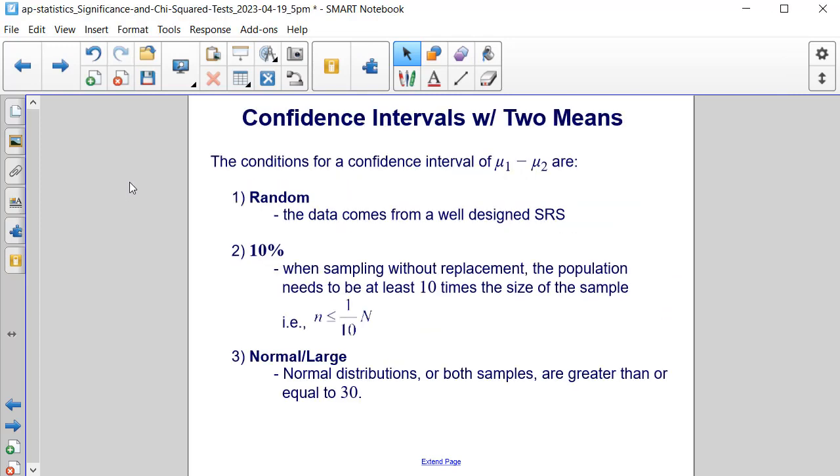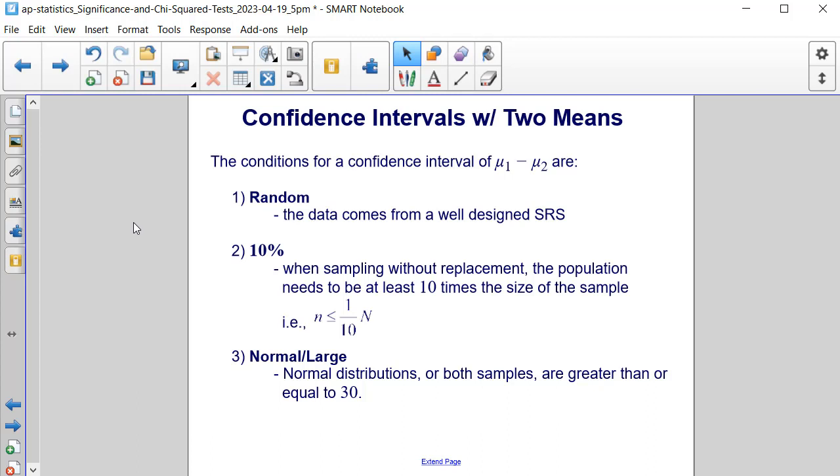Now let's talk about confidence intervals with two means. The conditions for a confidence interval of mu sub 1 minus mu sub 2 are, first, that it has to be random. The data has to come from a well-designed simple random sample, or SRS.